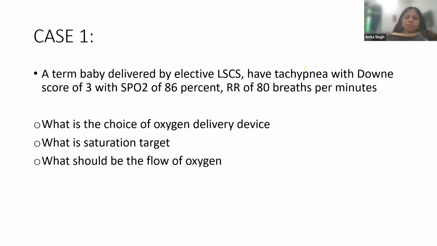So, just a few cases. The key points of oxygen therapy are quite obvious, but just to highlight a few cases. This is a term baby delivered by elective LSCS who has tachypnea with a Downes score of 3, SpO2 of 86% and a respiratory rate of 80 breaths per minute. What should be the saturation target? The question is, what is the choice of oxygen delivery device, what is the saturation target, and what should be the flow of oxygen? I think the answers can be put in the chat box.